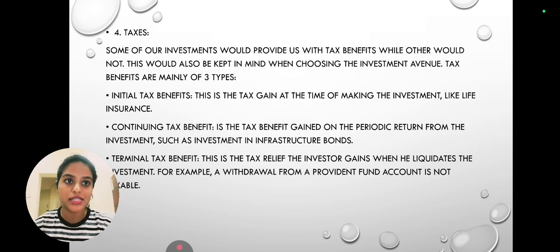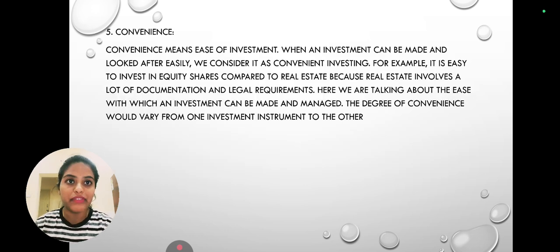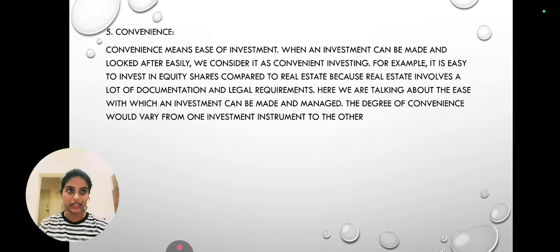But once he withdraws the money from the particular instrument or investment, he has to make the payment according to his age or category or any of the terms made in the investment. So this is also one of the major attributes of the investment. And one more is convenience. Convenience means the ease of investment. When an investment can be made and looked after easily, we consider it convenient.